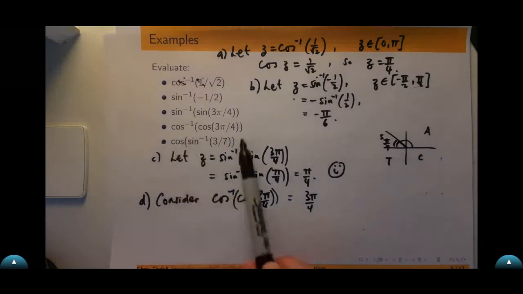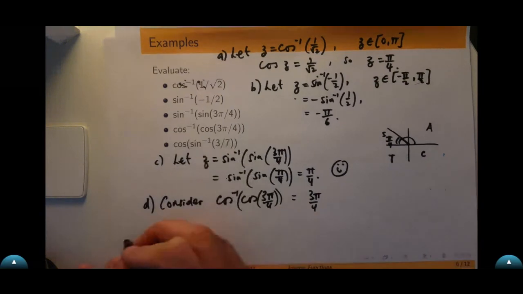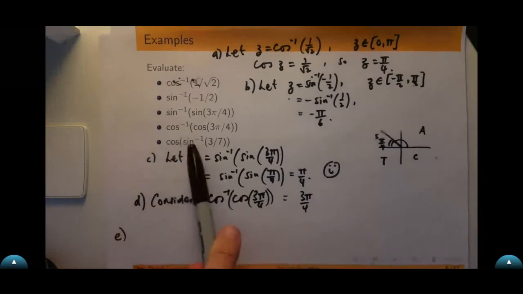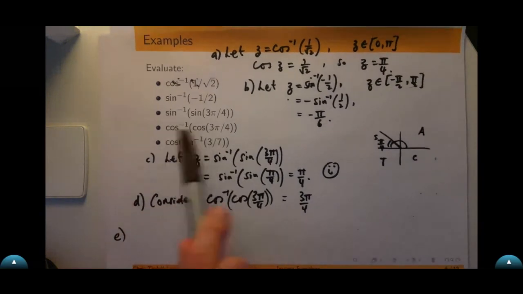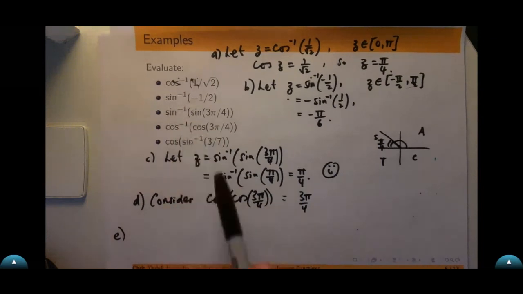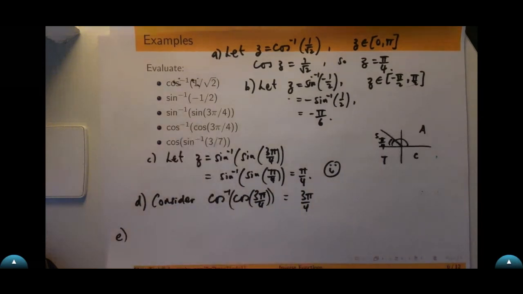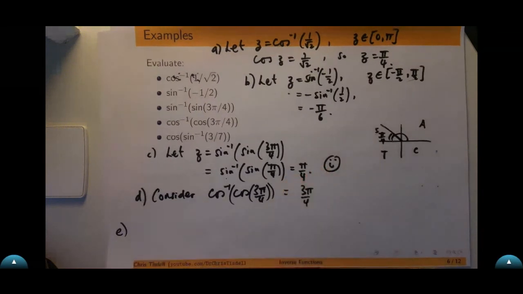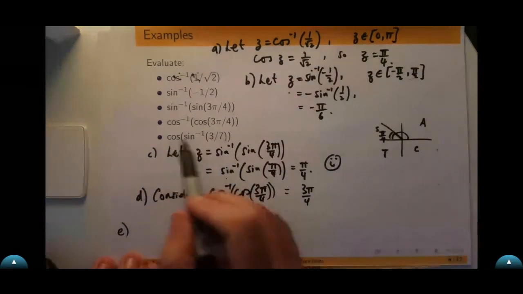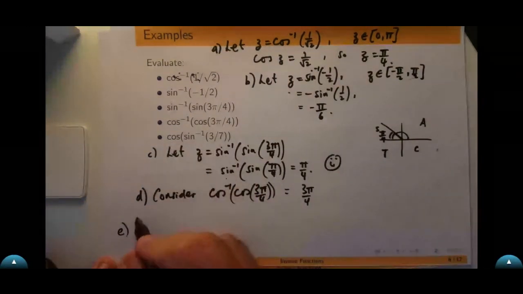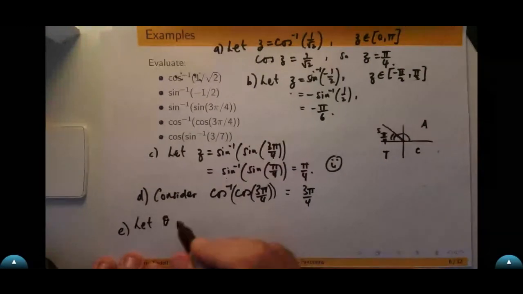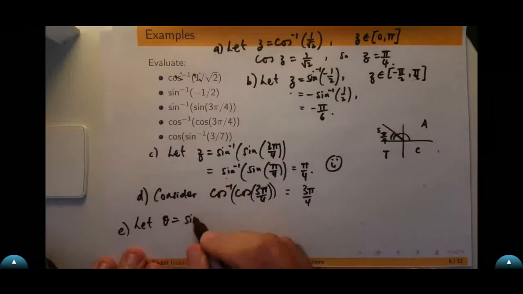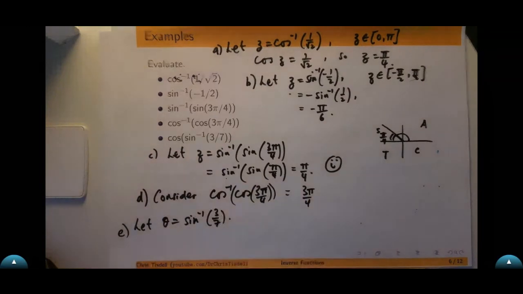Now, the last one is an interesting one because it uses cosine and an inverse of sine. So these ones, they're pretty much the same, but this one is different. Okay, so I'm going to spend a couple of minutes talking about this one and then move on. All right, so we want the cosine of sine inverse of 3 on 7. So I'm going to let theta be sine inverse of 3 on 7.